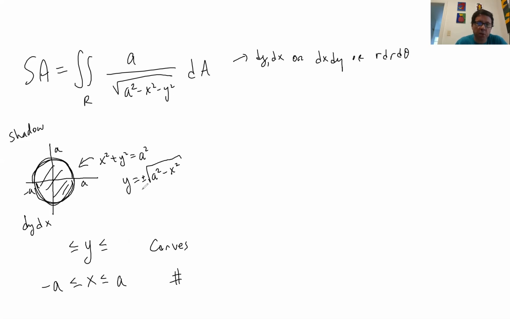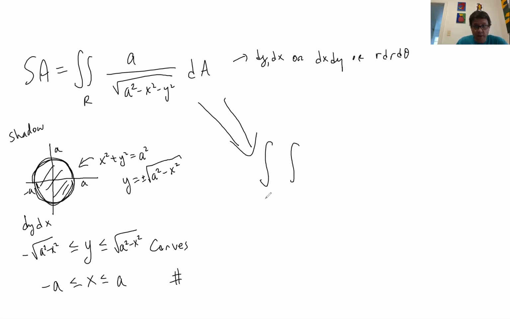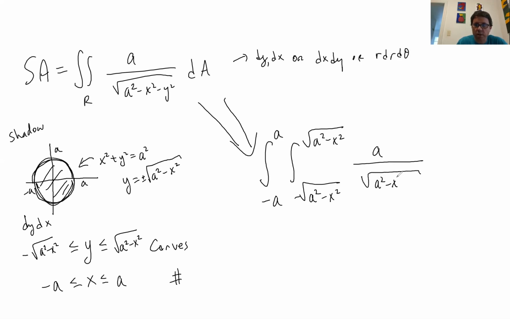And the top is the plus square root, and the bottom is the minus square root, just like for this hemisphere thing. So I get minus the square root of a squared minus x squared, and positive the square root of a squared minus x squared. And so this integral under that setup will be, okay, the integral from minus a to a of the integral from minus the square root of a squared minus x squared to positive the square root of a squared minus x squared of a over the square root of a squared minus x squared minus y squared dy dx.